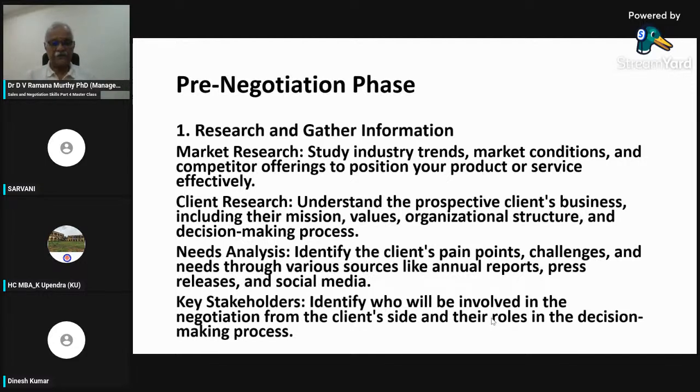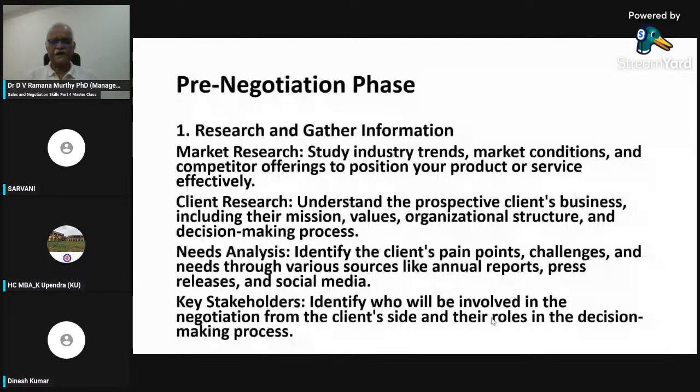The next would be what we were just now talking about, the need analysis, meaning the client's pain points, why they are interested in our product or our service, and what their challenges and needs are, through various sources like their annual reports, press releases, and social media information. All these things will be useful for you to understand the needs of the client organization.